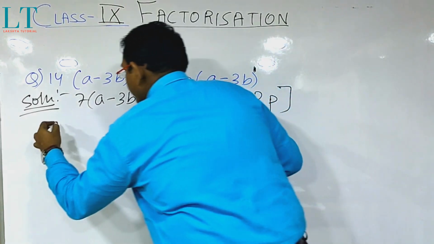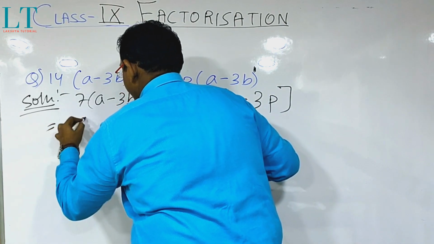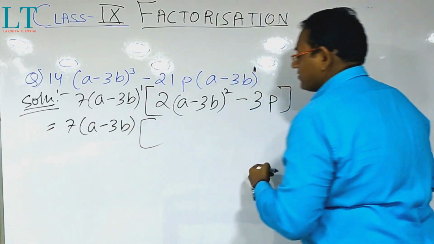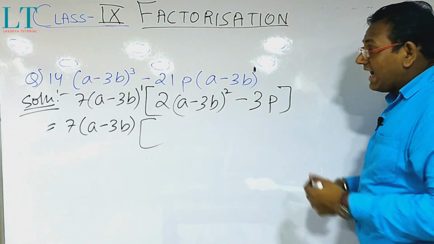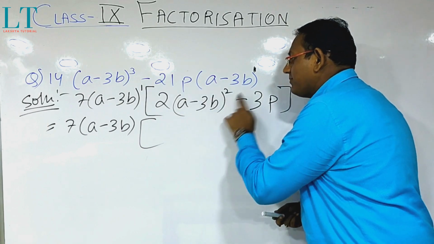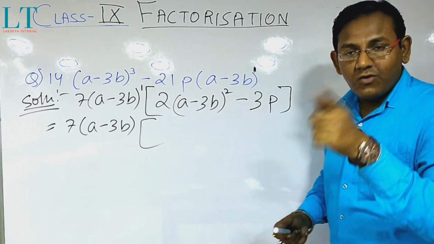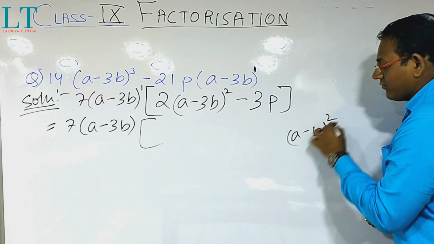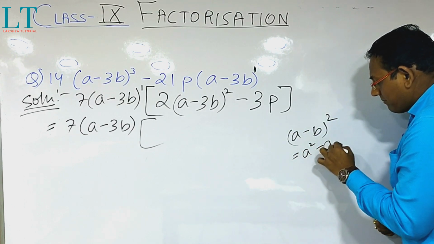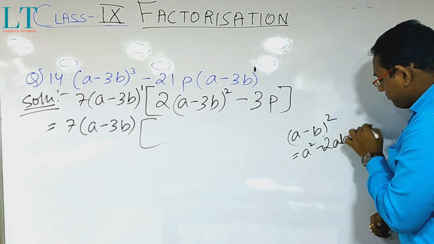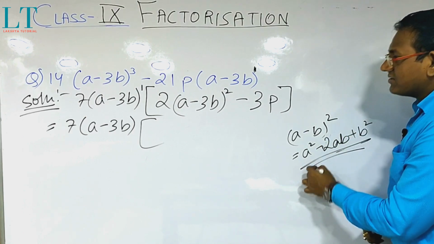The next thing is to open the bracket. So over here 7(a minus 3b), and in this case we are just going to apply the formula that was present in the chapter expansion. So (a minus 3b) whole square. What is the formula? The formula that we are going to apply is of (a minus b) whole square, that is a square minus 2ab plus b square. So we are basically applying this formula over here.